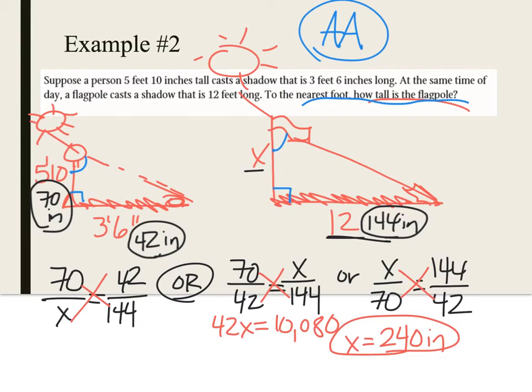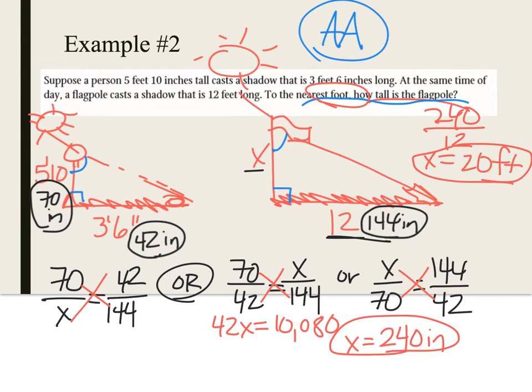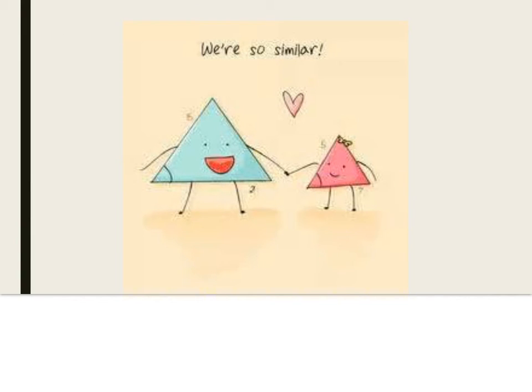The question is how tall to the nearest foot. So if I simply take 240 inches and divide it by 12 inches per foot, it should come out to be right at 20 feet. The flagpole is 20 feet tall. Just in time for Valentine's Day.